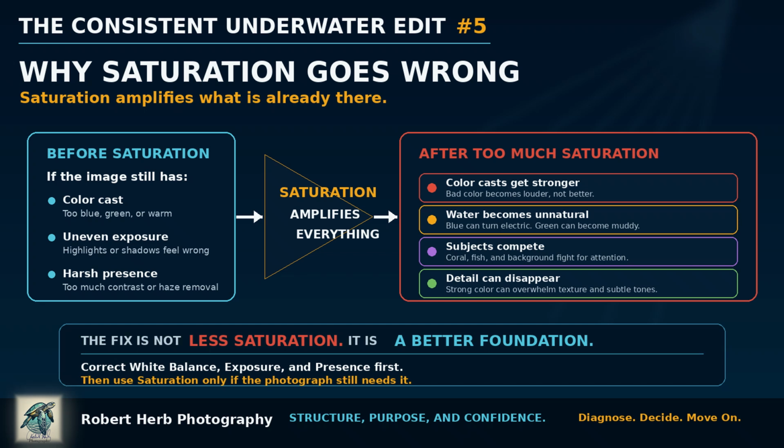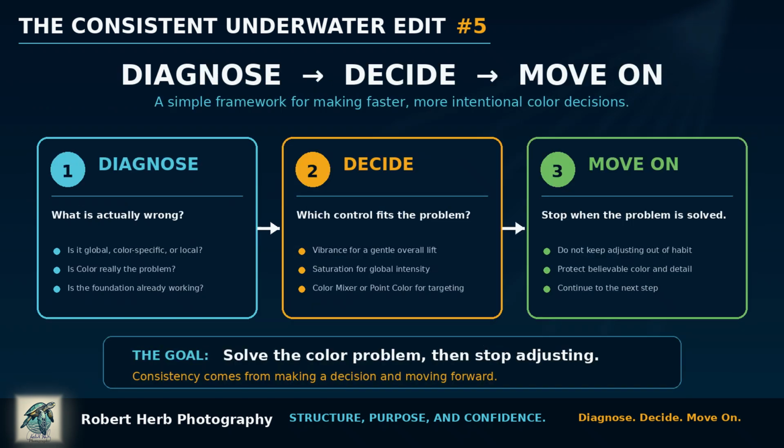The answer is not simply to use less saturation. The better answer is to fix the foundation first, then decide whether the photograph actually needs more saturation at all. Diagnose first, then decide. This is where the diagnose, decide, move on framework becomes especially useful. First, diagnose. What is actually wrong? Is the color problem global, color specific, or local? And before I touch a color control, I ask whether color is really the problem at all.